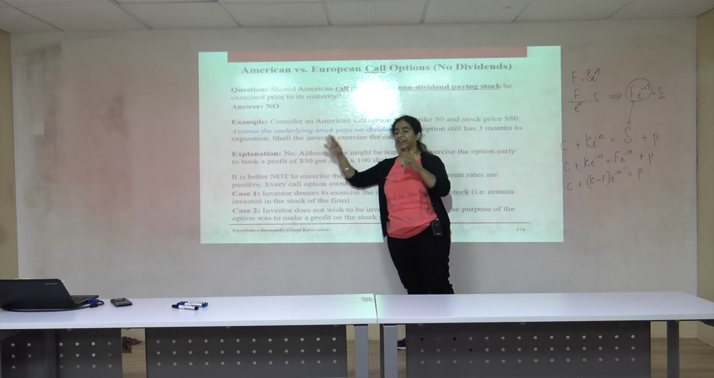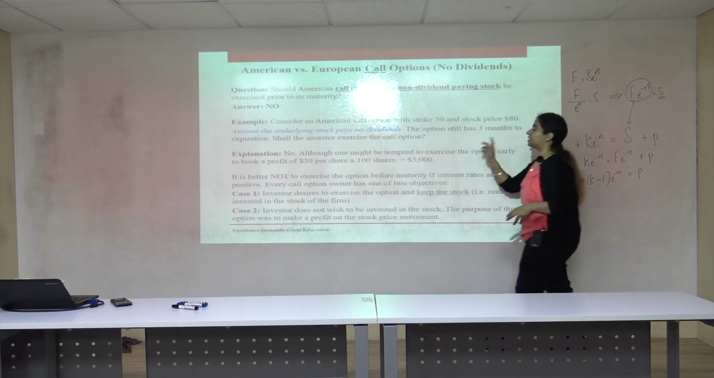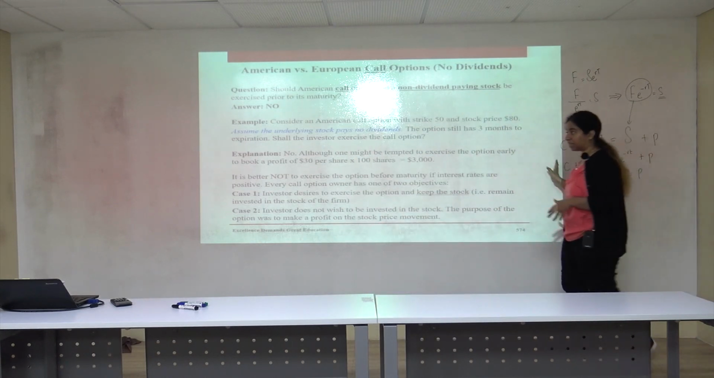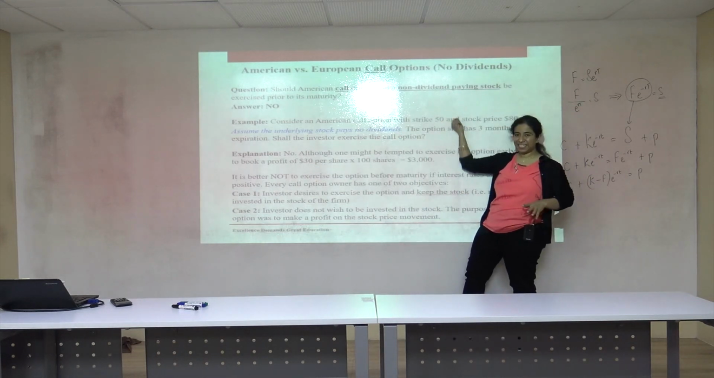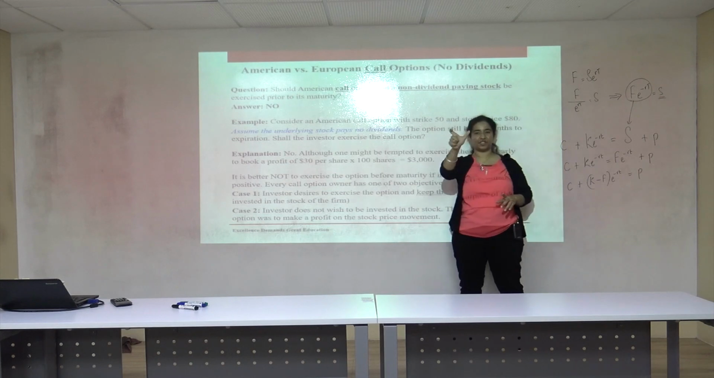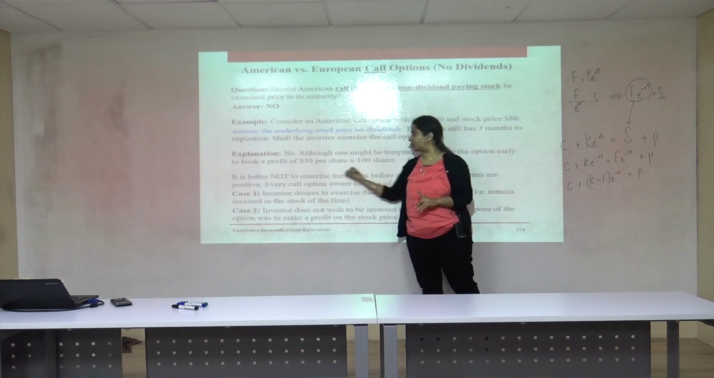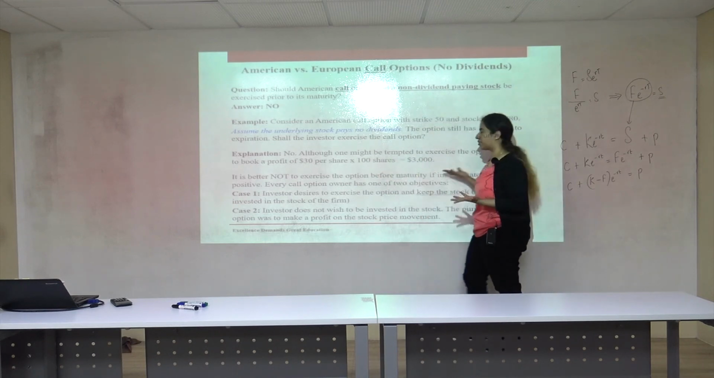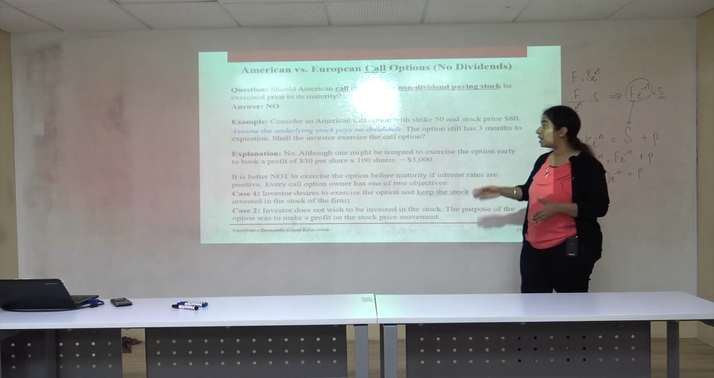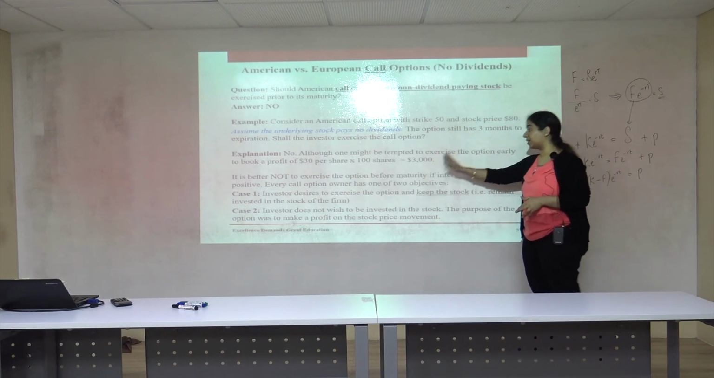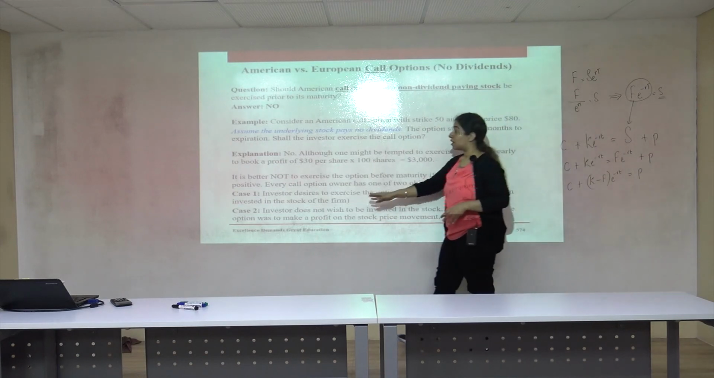The explanation is, again, no, don't exercise the option early. Although one might be tempted to exercise the option early to book a profit, so you have the right to buy at 50 and the stock is at 80. The difference, you can save 30 bucks. Remember, each option is for 100 shares, so you could be saving like $3,000. But still, we will not exercise the option early. It is better not to exercise before maturity if interest rates are positive.